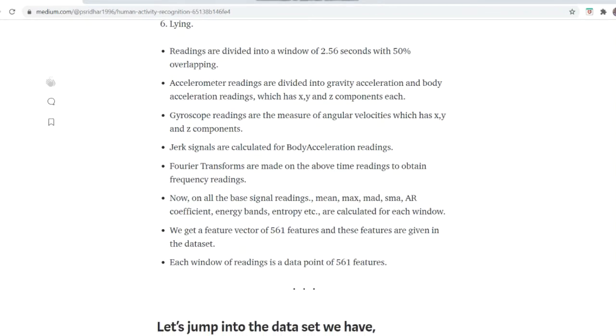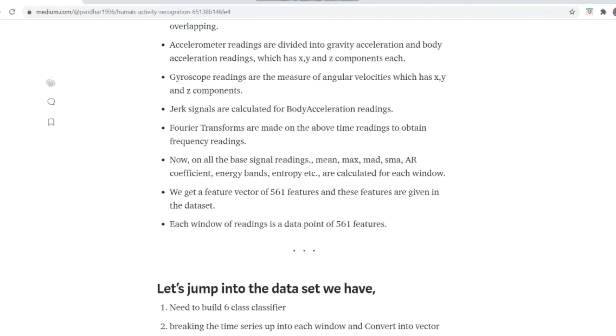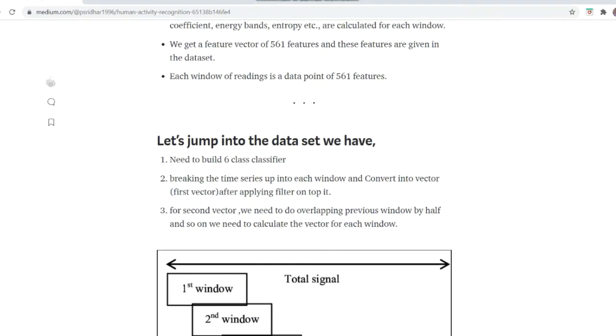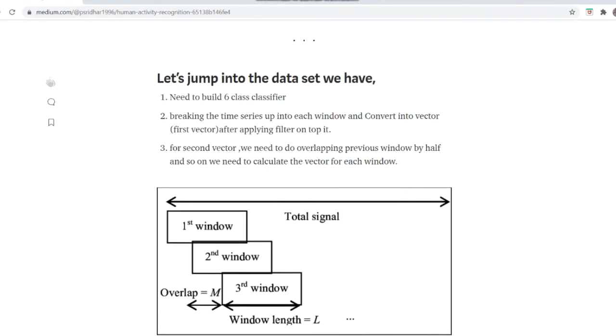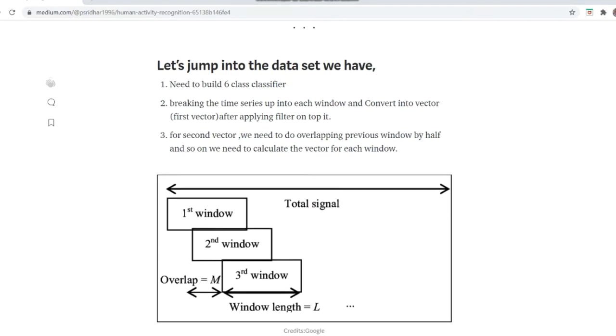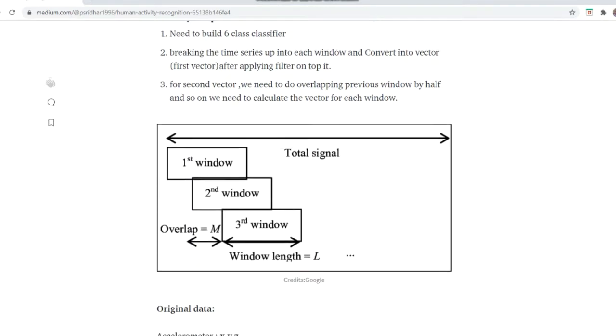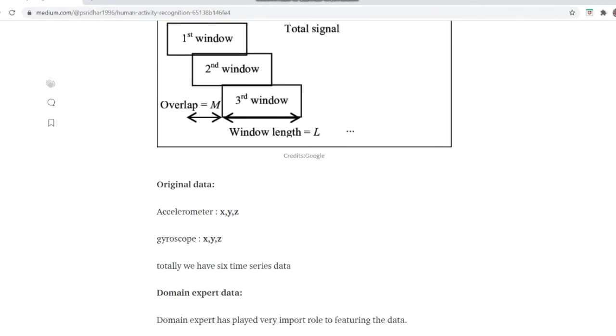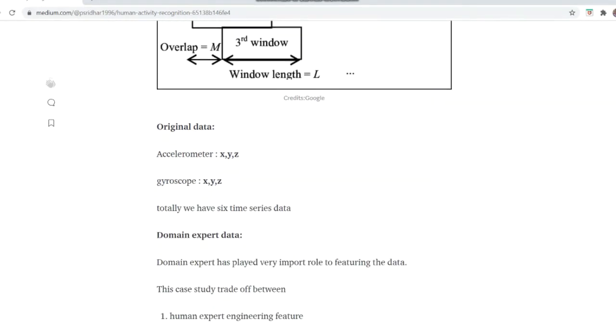Each window of readings is a data point of 561 features. Here we need to build a 6-class classifier. We break the time series up into windows and convert each into a vector. The first vector comes after applying a filter on top of it. For the second vector we need to overlap the previous window by half, and so on. We need to calculate the vector for each window. Totally we have 6 time series data.